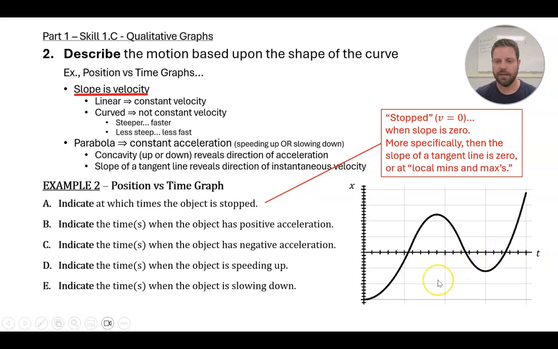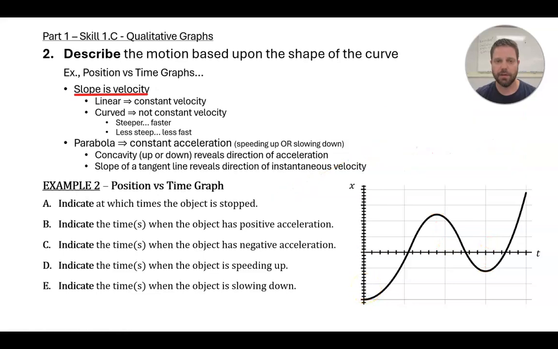Where is it flat? That would be where the slope of a tangent line would be 0, and in math we refer to those points as being local minimums and maximums. That's an important calculus thing for down the road. And so that would be whatever these values are. We would have 0, 9, and 15 seconds, and that would be the answer to A.